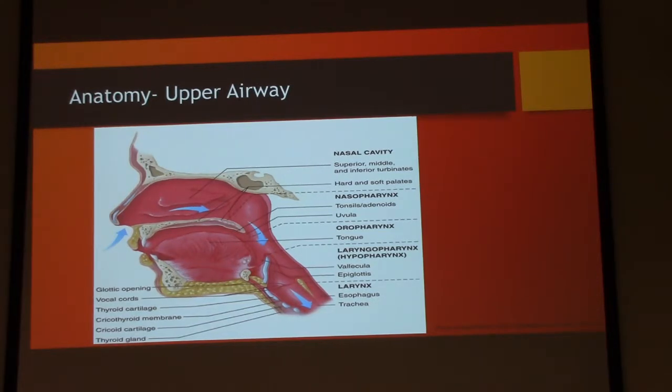So with our upper airway, we have the nasal passages and the mouth that bring air in. The main part of the upper airway is to warm and filter and humidify some of that oxygen, kind of clean it up a little bit before it makes its way down into our lungs.